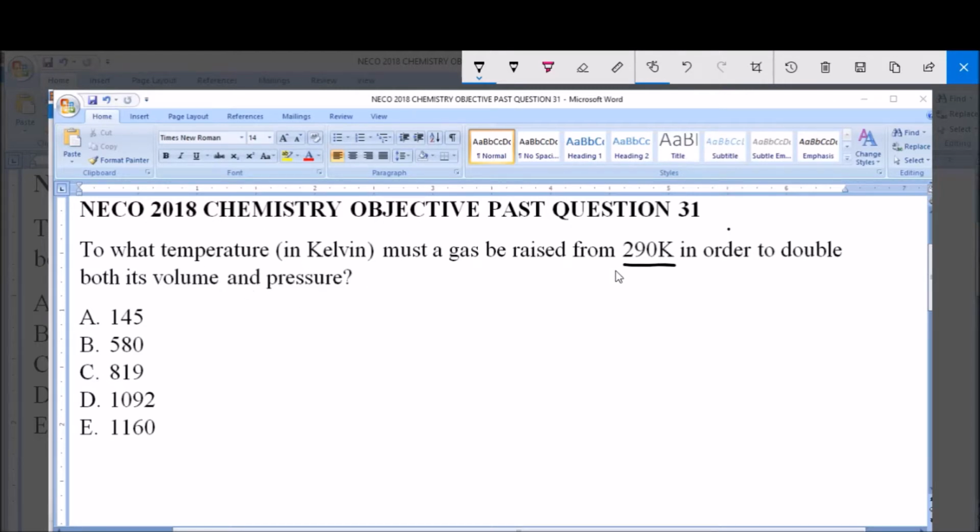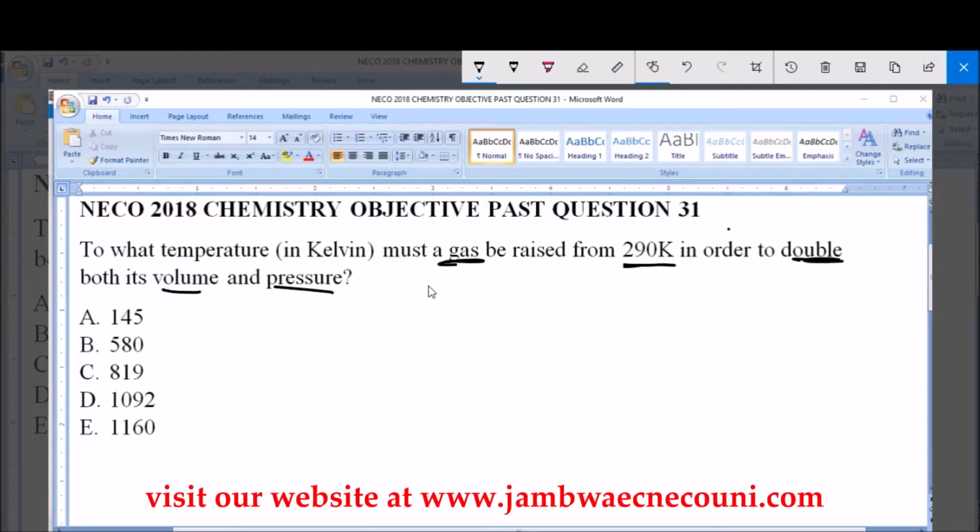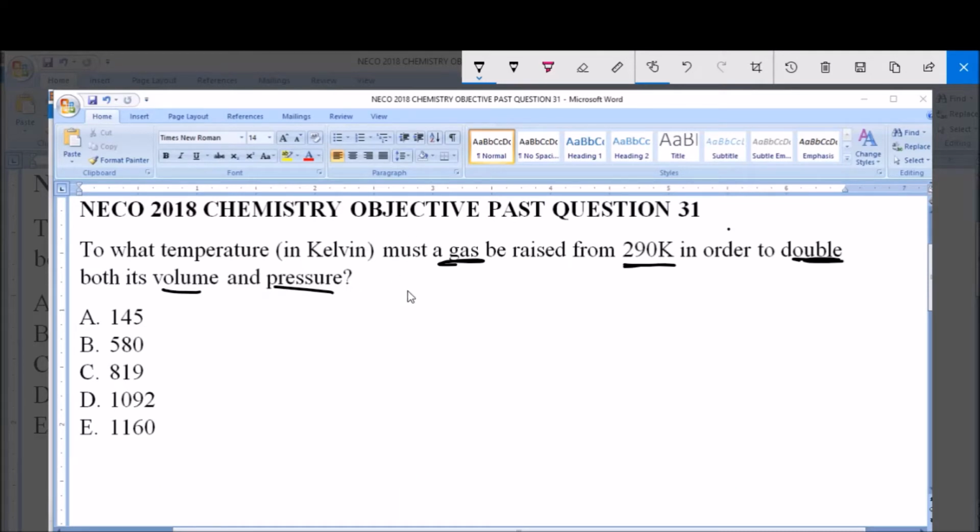this gas in order for its volume and pressure to both be doubled. So the formula that gives us the relationship between volume, pressure and temperature of a gas is the general gas equation, which is P1 V1 over T1 is equal to P2 V2 over T2.